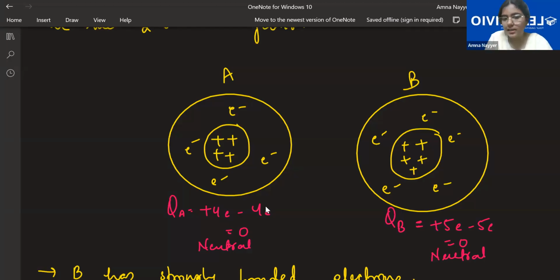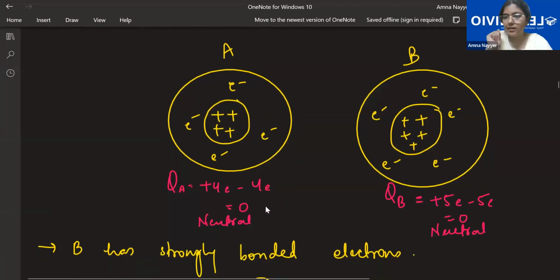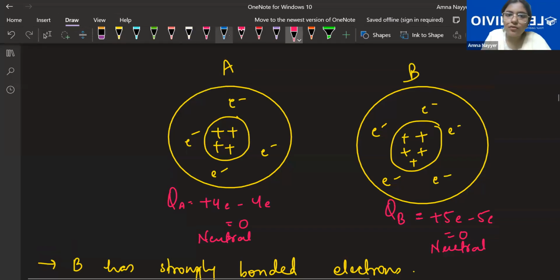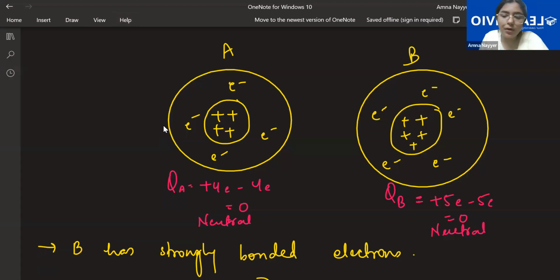If I give you one condition, this statement which is written here, B has strongly bonded electrons. Now, what is meant by strongly bonded electrons? It means electrons are tightly held. If we compare these two forces, this one is strongly bonded. So now tell me, both of you, from where will electrons be easily able to move? From A to B or B to A?